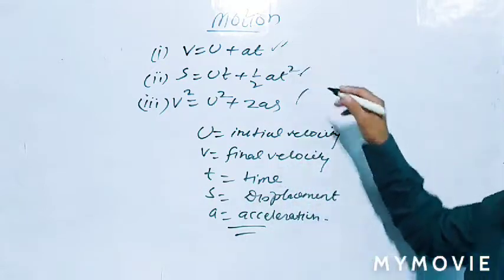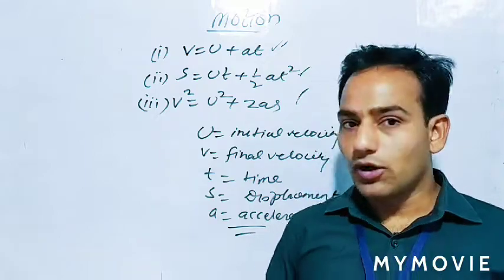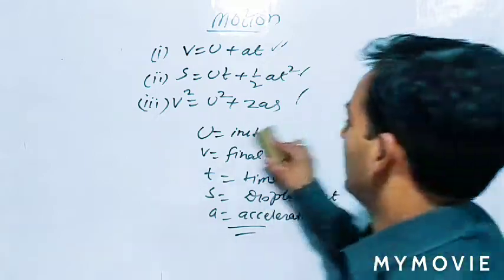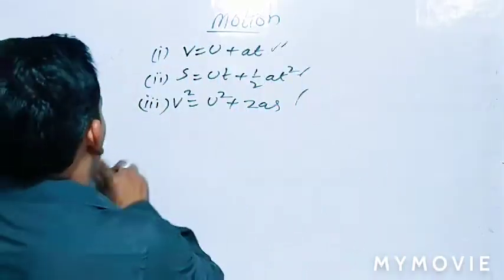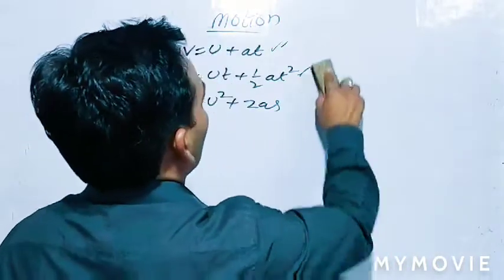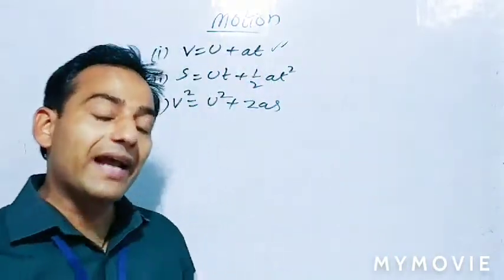And these three equations are very important. We have to remember them. You all please practice these three equations. And we have proofs of them also. How to derive these three equations?